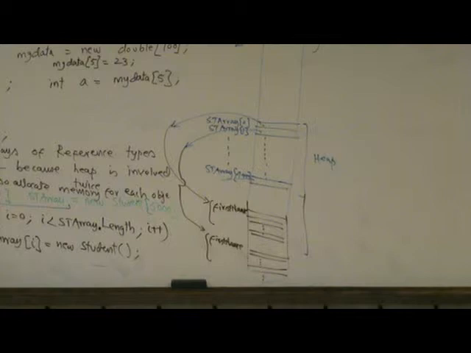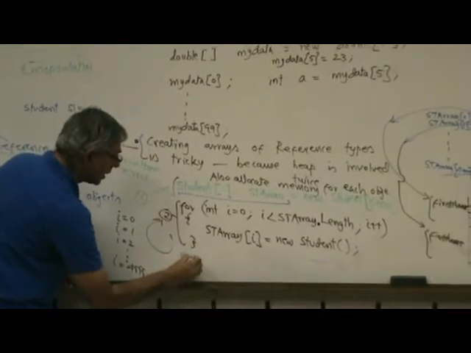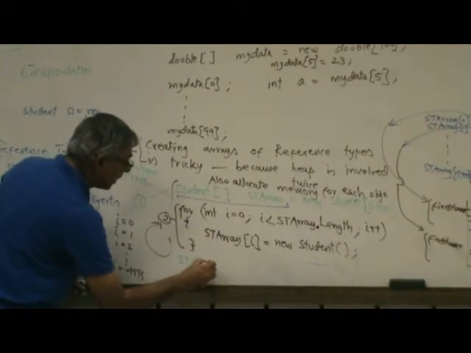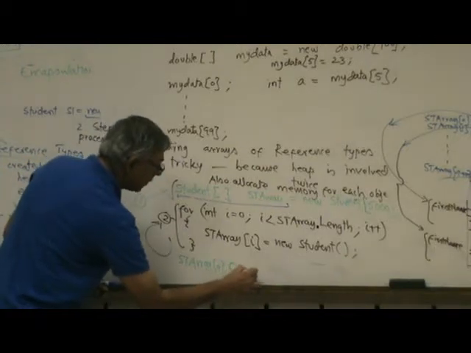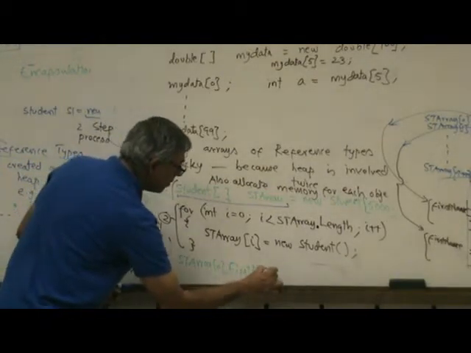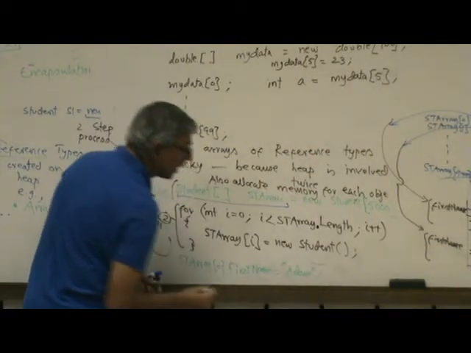After you are done with this, creating memory for each one of these, now if you write the code, let's say strArray of 0 dot first name equal to Adam, now it will work perfectly.